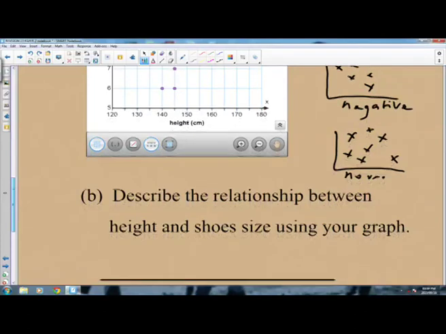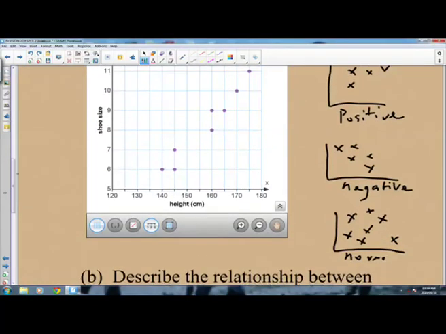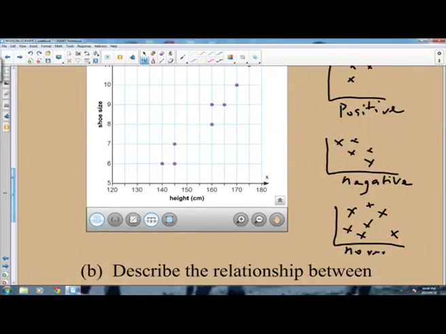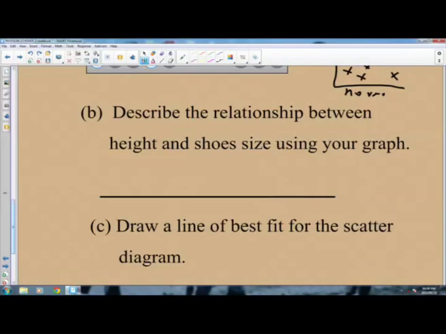There is no correlation. So the question at B says describe the relationship between height and shoe size using your graph. So we need to check, is this a positive or negative correlation? We can see that as one side increases, the other side also increases. So this is a positive correlation. So instead of writing long sentences, you just need to write positive correlation, because here by saying describe, the question is simply asking you to state the correlation. So you just need to write positive correlation. So we have answered part B.